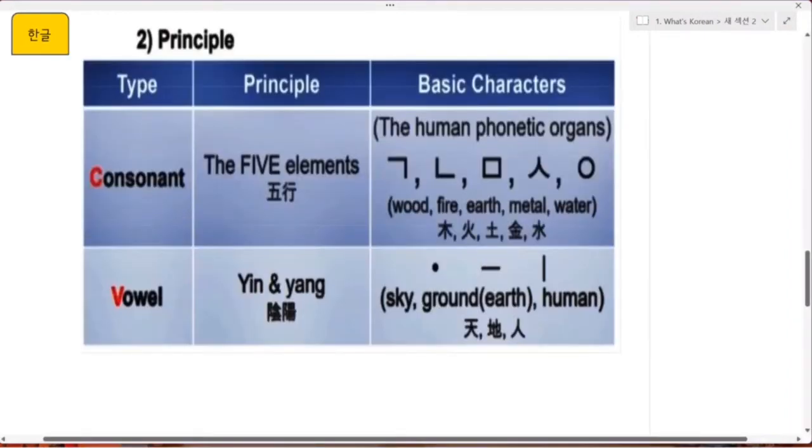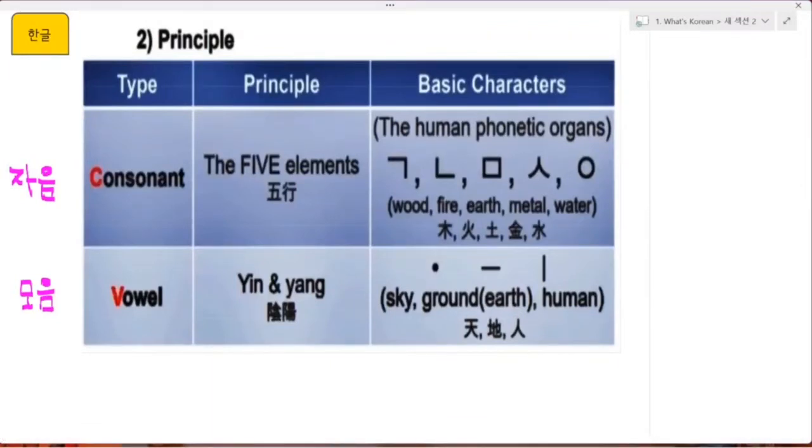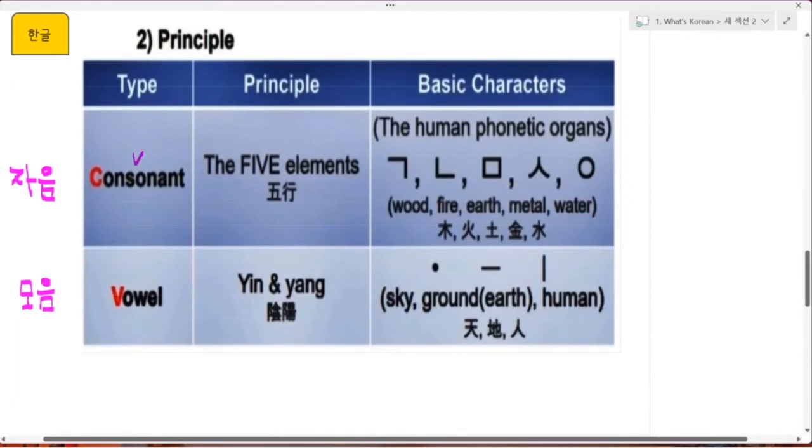Hangeul is scientifically made on excellent principle. 자, the consonants, 모, the vowels that make up Hangeul, to each letter that forms it. The consonants were modeled after the phonetic organs, and the vowels were made by imitating the shapes of the sky, the ground or earth, and the human.